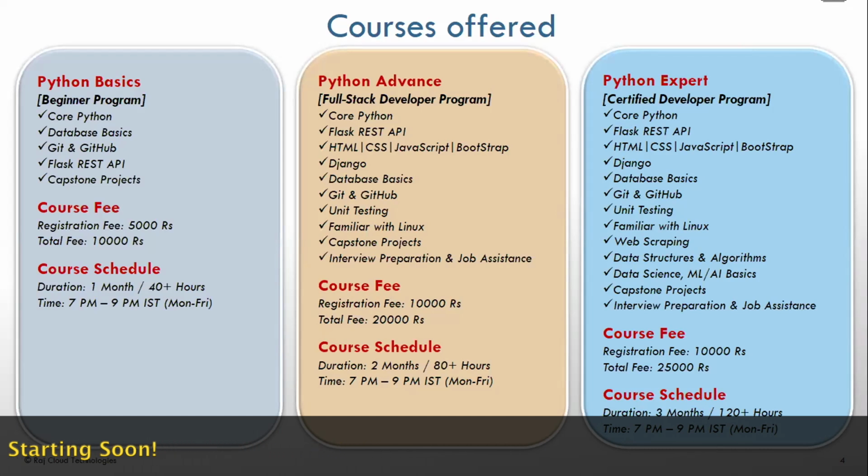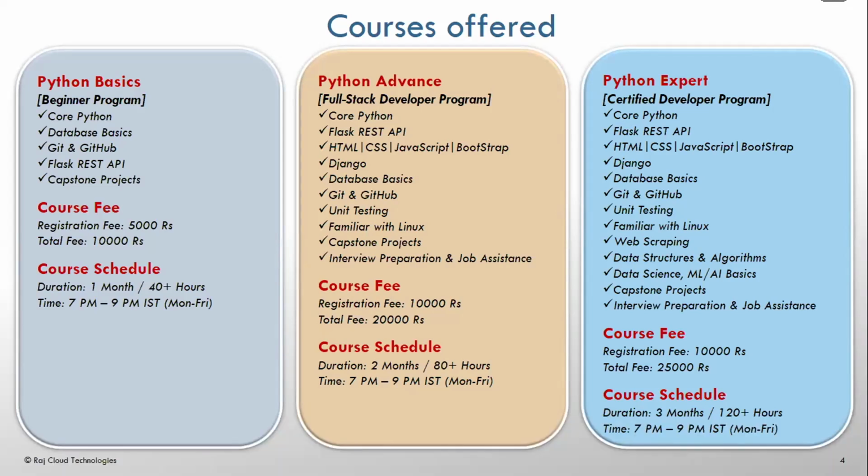Okay, so we are not tagging or promoting it as a job guarantee program. Reason: if 100 people join the course, we cannot guarantee a job for all 100 people. How is that possible if the people do not focus on the course? It's not possible. I don't think it is possible, whichever training company it is, I don't want to name any. So from our side, from Raj Cloud Technologies, it's a placement assistance program. It's a job assistance program.